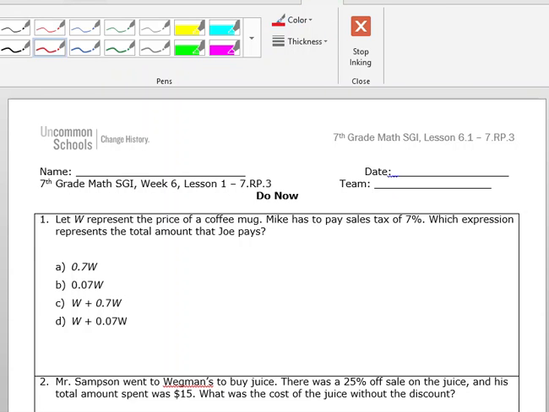Gentlemen, we are going to quickly review the do now that you just did. Make sure that your pencil is doing the same thing that I'm doing on the computer. So we're going to read here. Let W represent the price of a coffee mug. Mike has to pay a sales tax of 7%. Which expression represents the total amount?